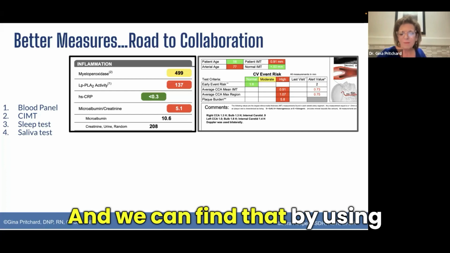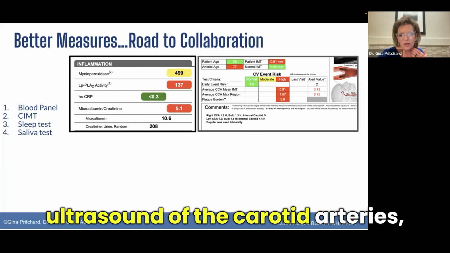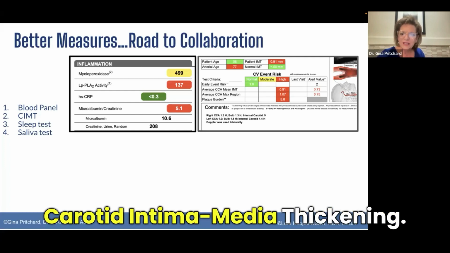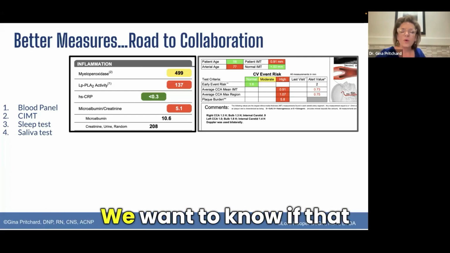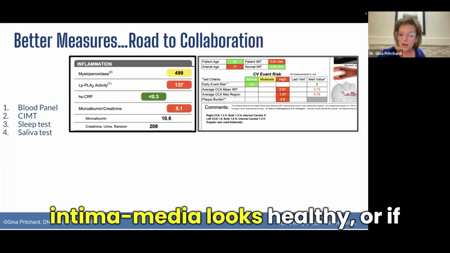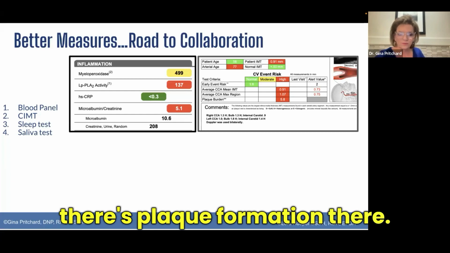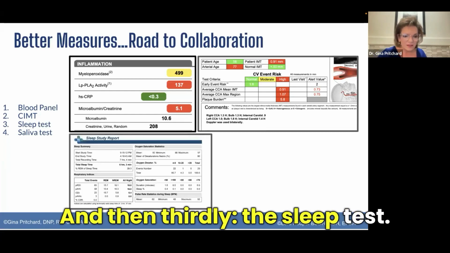And we can find that by using ultrasound of the carotid arteries, specifically CIMT, because that means carotid intima media thickening. We want to know if that intima media looks healthy or it's starting to show evidence that there's plaque formation there. And then thirdly, the sleep test.